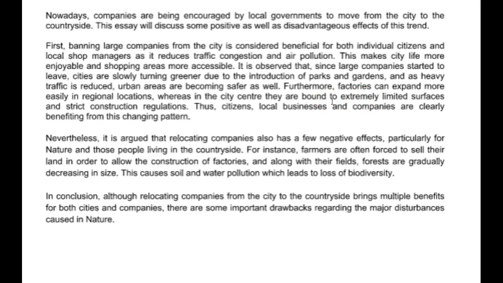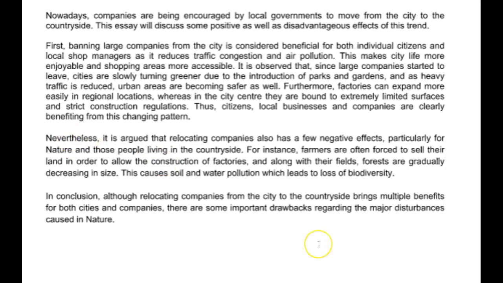Cities are incredibly competitive in terms of space, aren't they? They are dense, and each person only has access, on average, to a small amount of the space available. So I would say, furthermore, factories can expand more readily in regional locations where there is greater space available than in city centres. Thus, citizens, local businesses, and larger companies can clearly benefit from this change. I wouldn't say changing pattern, I would just say from this change, or from this trend.